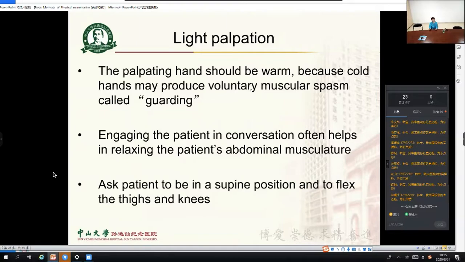The palpating hand should be warm because cold hands may produce voluntary muscular spasm called guarding. Engaging the patient in conversation often helps in relaxing the patient's abdominal musculature. And ask the patient to be in a supine position and to flex the thighs and knees. This is the first step for abdominal palpation.